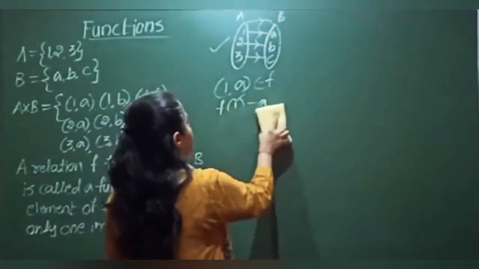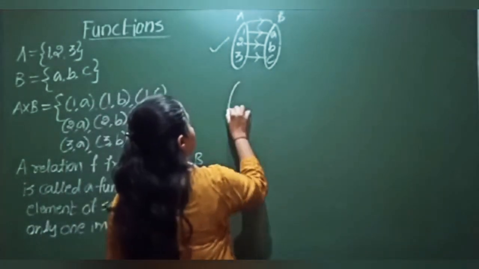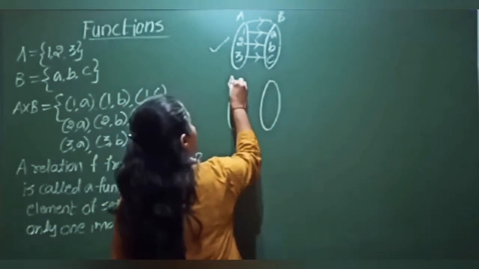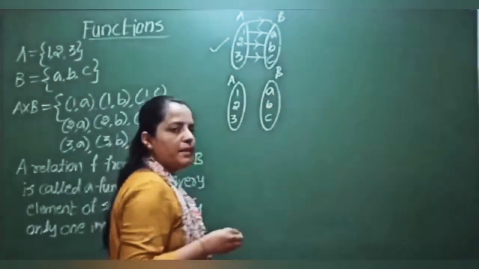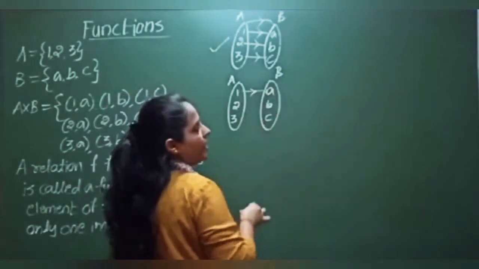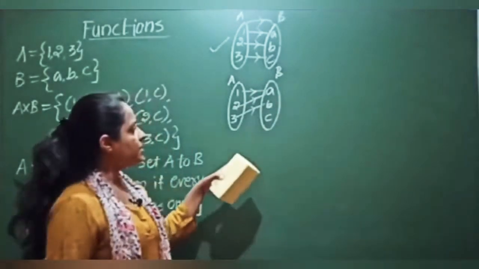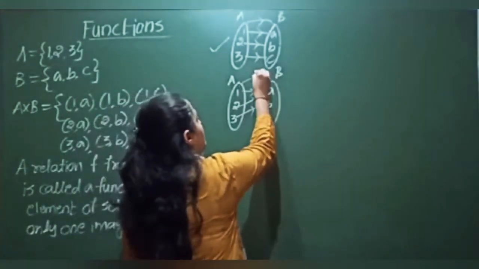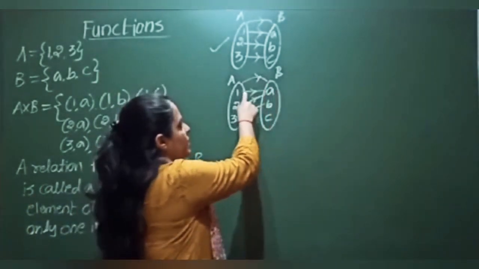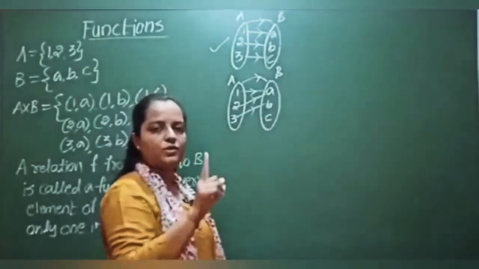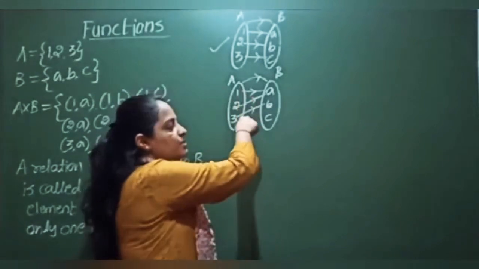Now I'll consider another relation, and think about whether it is a function or not. This relation is from set A to set B. Set A has elements 1, 2, 3. Set B has elements A, B, C. Here 1 is related to A, 2 is also related to A, and 3 is related to B. Is this relation a function? The first condition: every element should have an image. 1 maps, so 1 has an image. 2 maps, yes, 2 also has an image. 3 maps, yes, 3 also has an image. Each and every element of set A has an image.